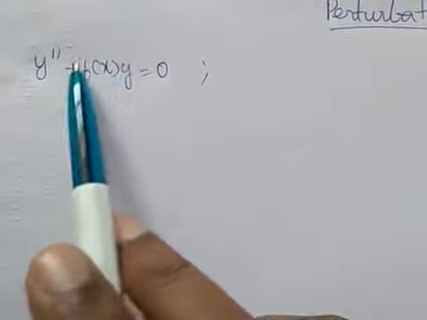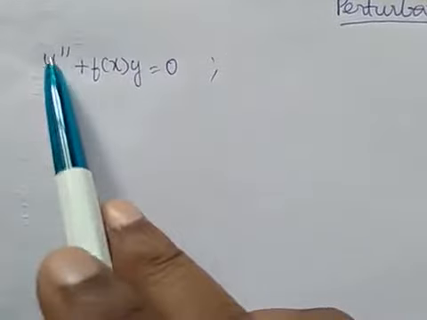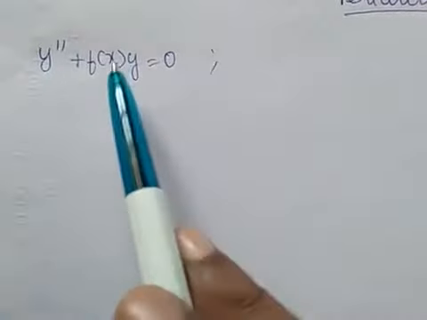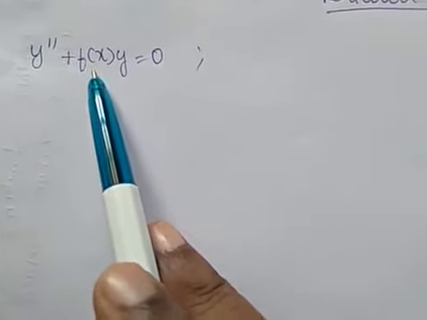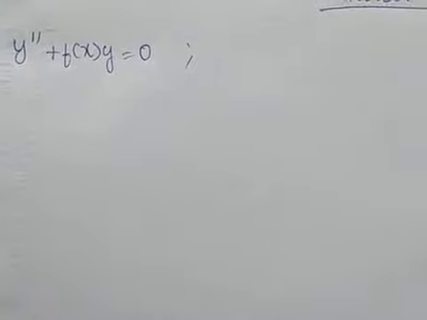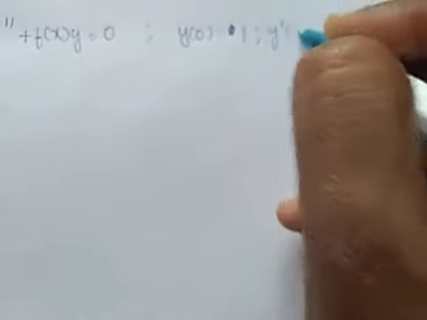So the very first problem is y double dash plus f of x into y equal to 0. See here, the coefficient of y is f of x, a function of x. Here the coefficient of y double dash is 1. This is constant, but here the coefficient of y is not constant, it is variable. So we are going to solve initial value problem with variable coefficient, with initial conditions y of 0 equal to 1 and y dash of 0 equal to 1.